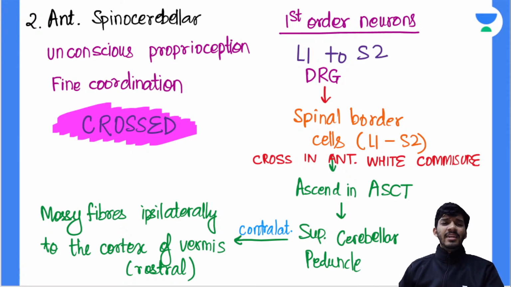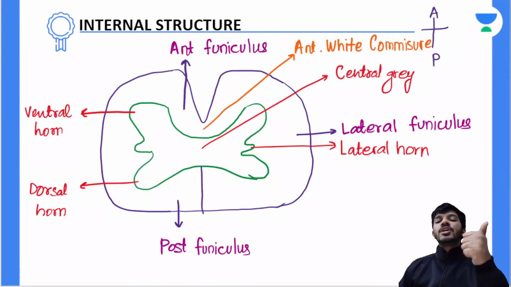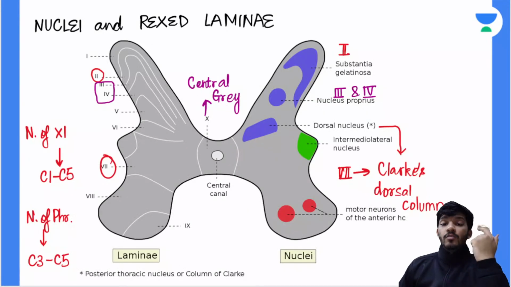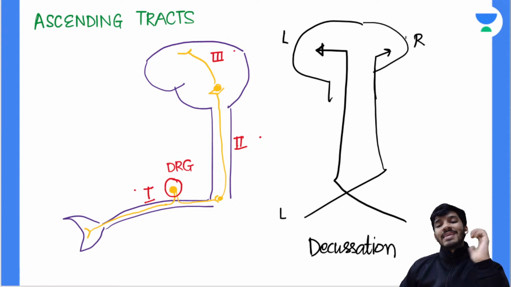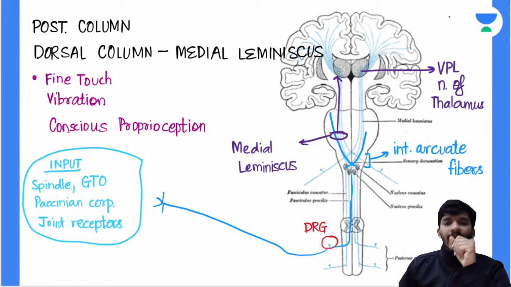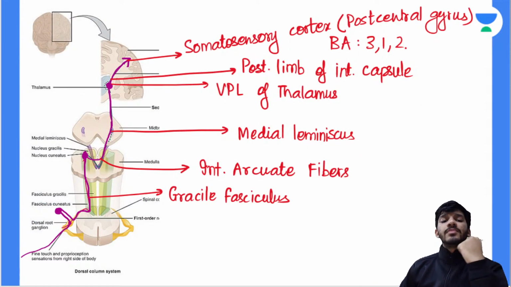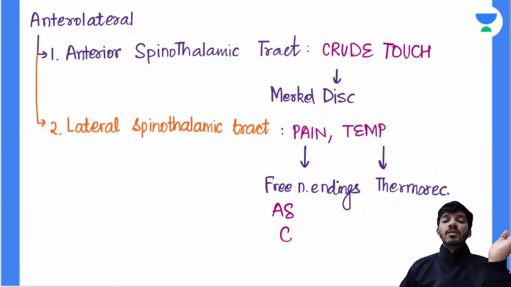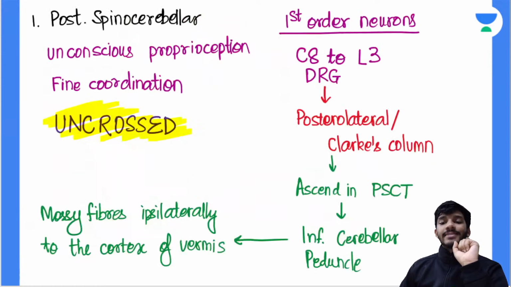Okay, so today we studied the internal structure of the spinal cord. We studied the nuclei and the Rexed laminae. We studied the ascending tracts. In the ascending tracts, I told you how to draw the diagram. I told you about the dorsal column medial lemniscus pathway. Then I told you about the difference between the dorsal and the anterolateral column. Then we discussed the anterior spinothalamic and the lateral spinothalamic tracts.